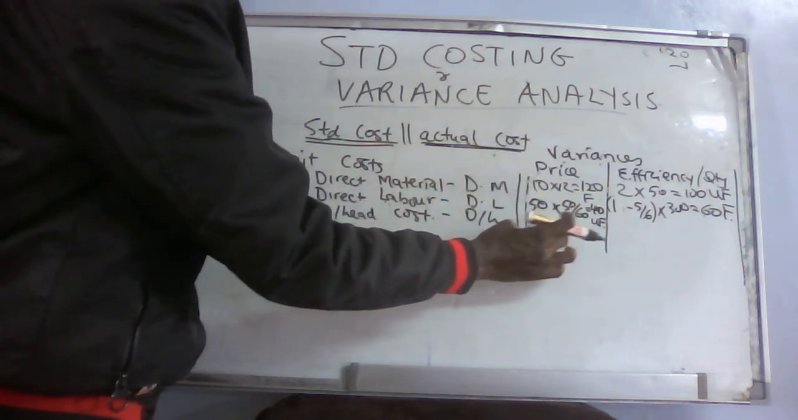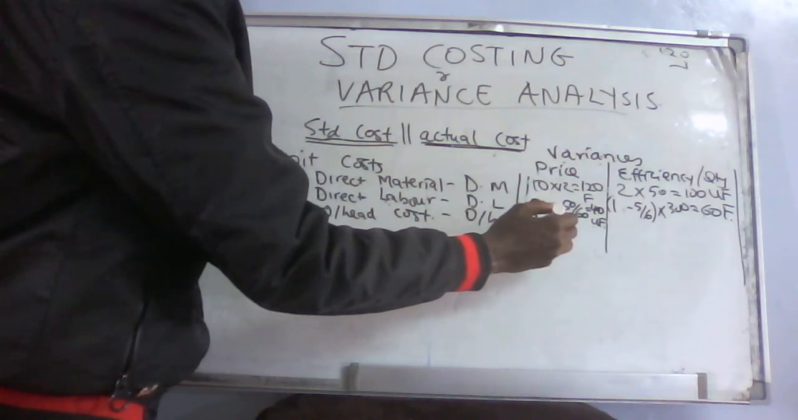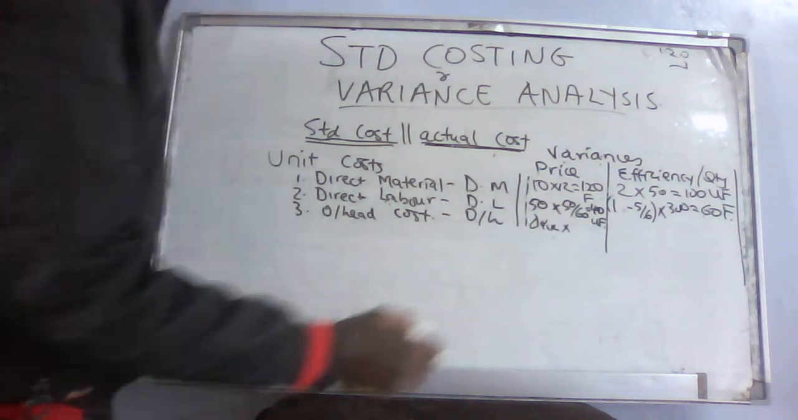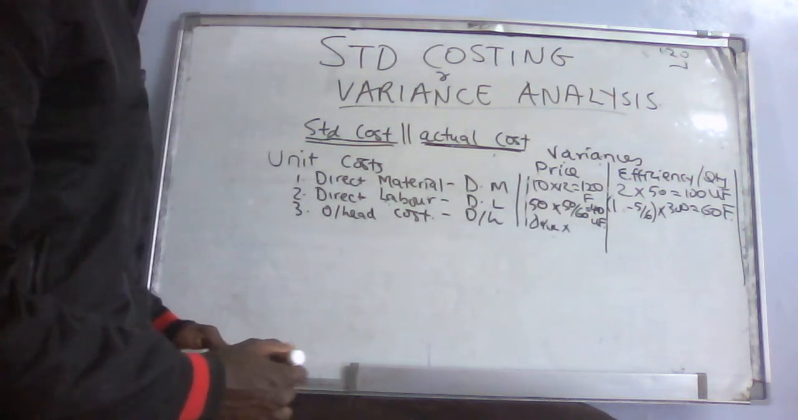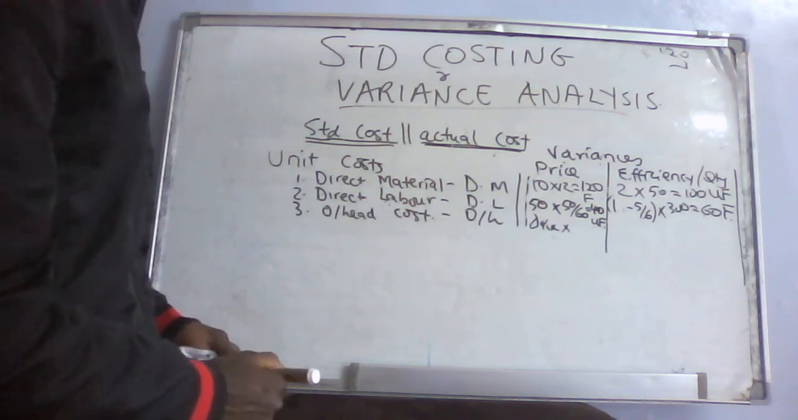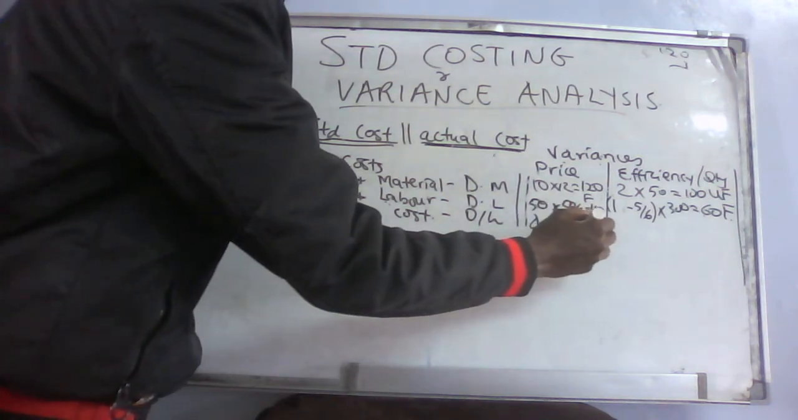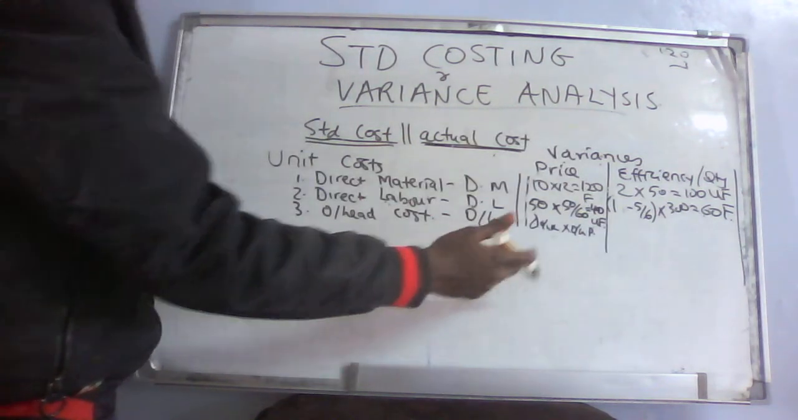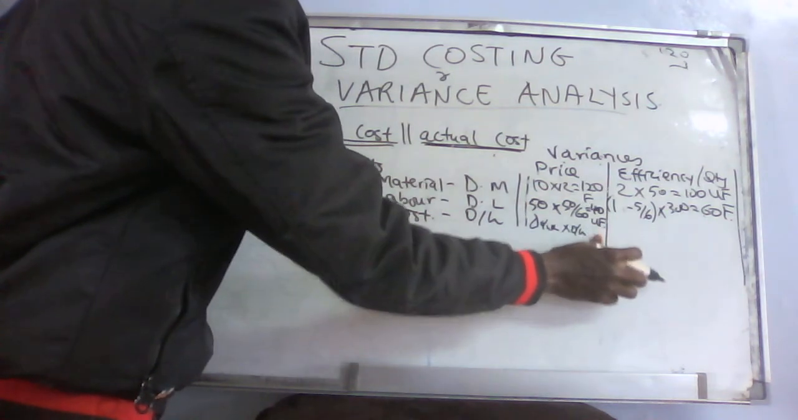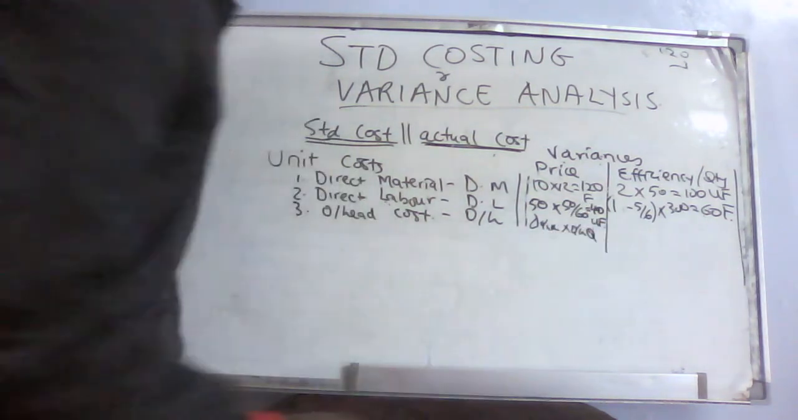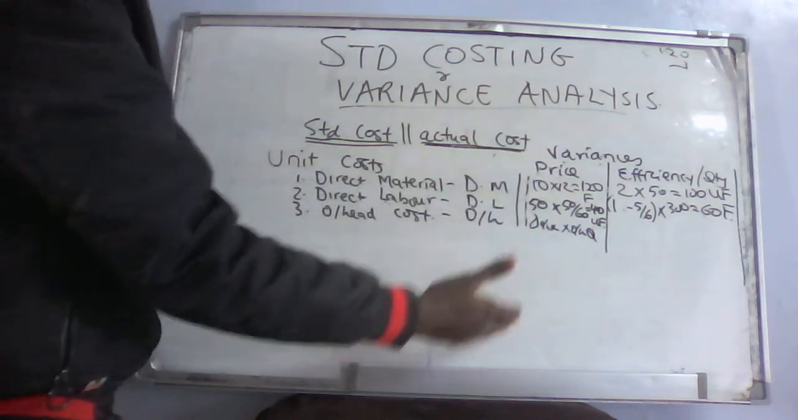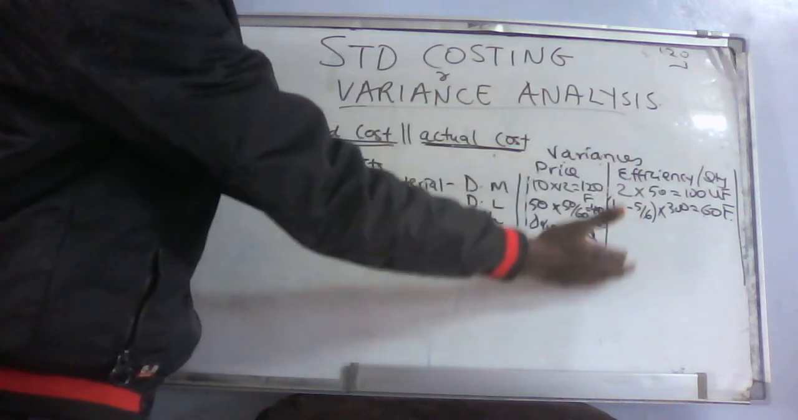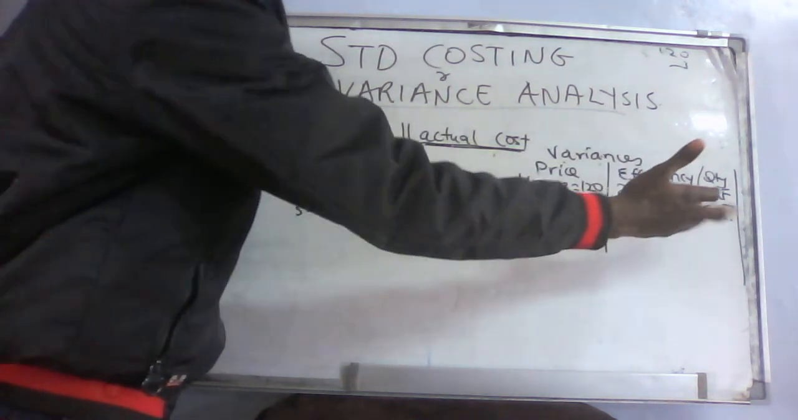This will be the change in overhead rate times actual overhead price, just like the rest, change in actual overhead quantity. All these price variances are changing price times actual quantity. All these efficiency variances are changing quantity times standard price.